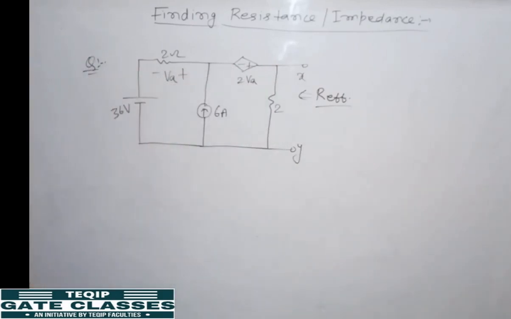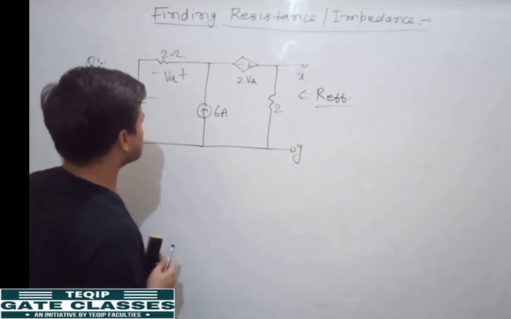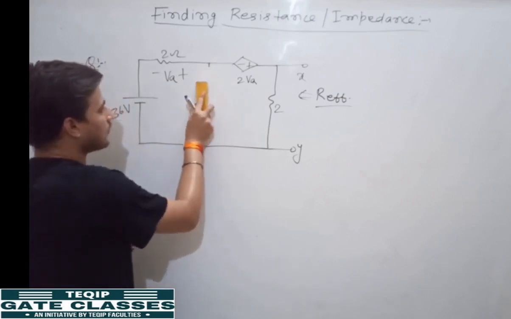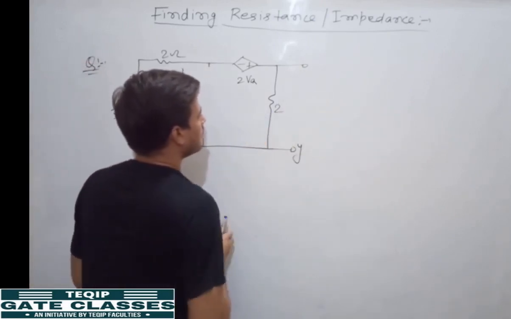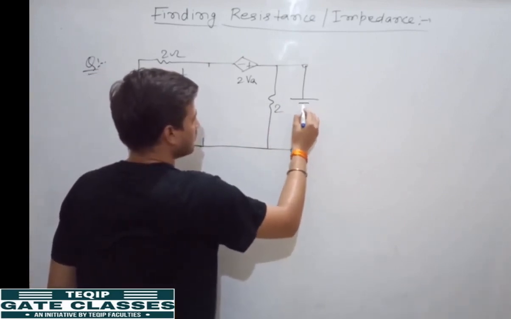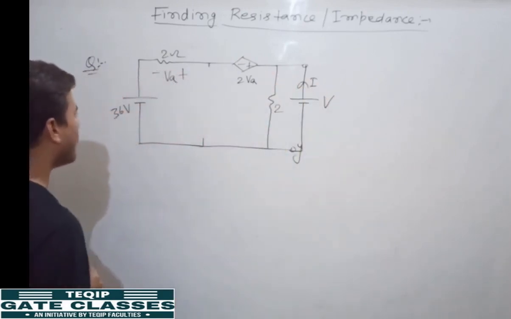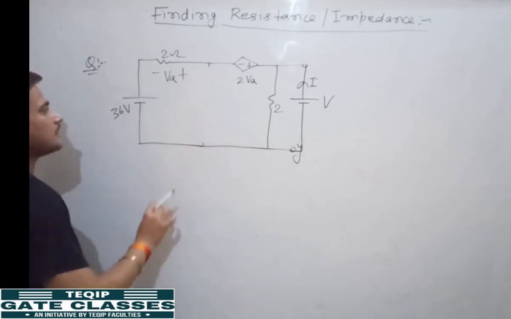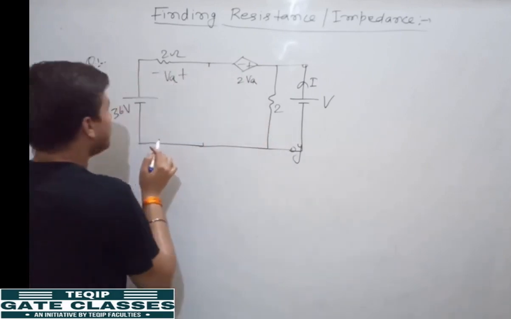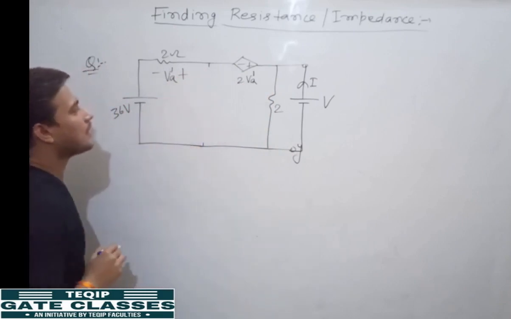The first step is you have to deactivate the independent source. So we will deactivate this independent source and we will connect a V volt battery. Current coming out from the battery will be I. Since a change has been made in this circuit, VA will be replaced by VA dash.